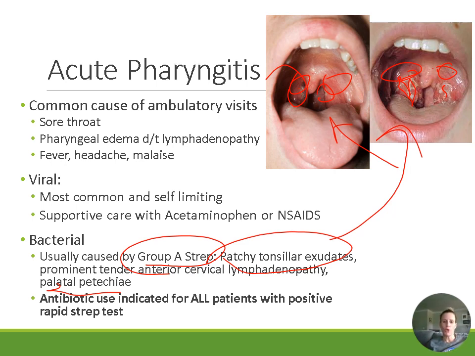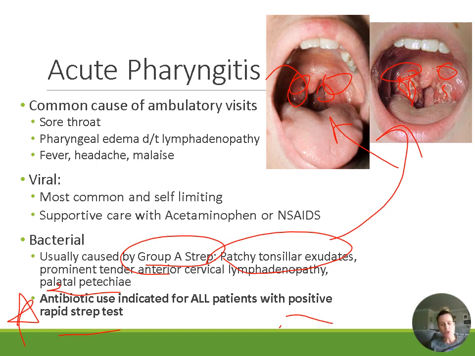When a patient comes in with pharyngitis, you can very quickly do a strep test. You can see if they have group A strep or not. Patients who are positive, if they have a positive rapid strep test, then antibiotic use is indicated, period. If it's negative and you think it's viral, you just let it run its course.